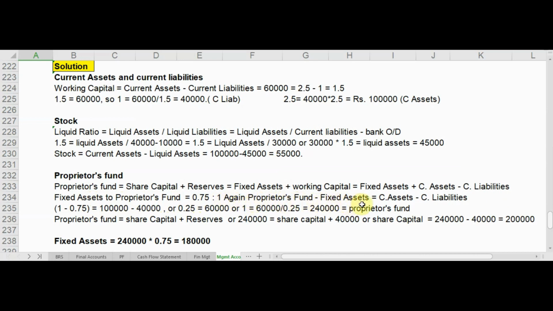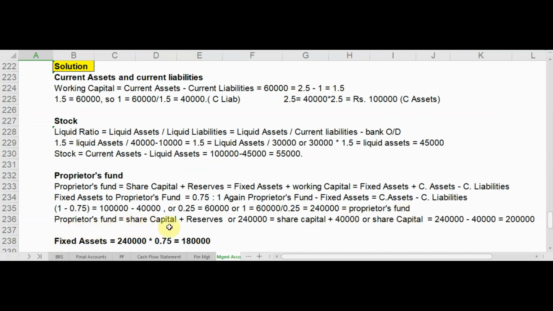Again, proprietor's fund minus fixed assets equals current assets minus current liabilities. So proprietor's fund minus fixed assets equals working capital, that is current assets minus current liabilities, or 1 minus 0.75 equals 1 lakh minus 40,000, or 0.25 equals 60,000, or 1 equals 60,000 divided by 0.25 equals 2,40,000. So 2,40,000 is the proprietor's fund.